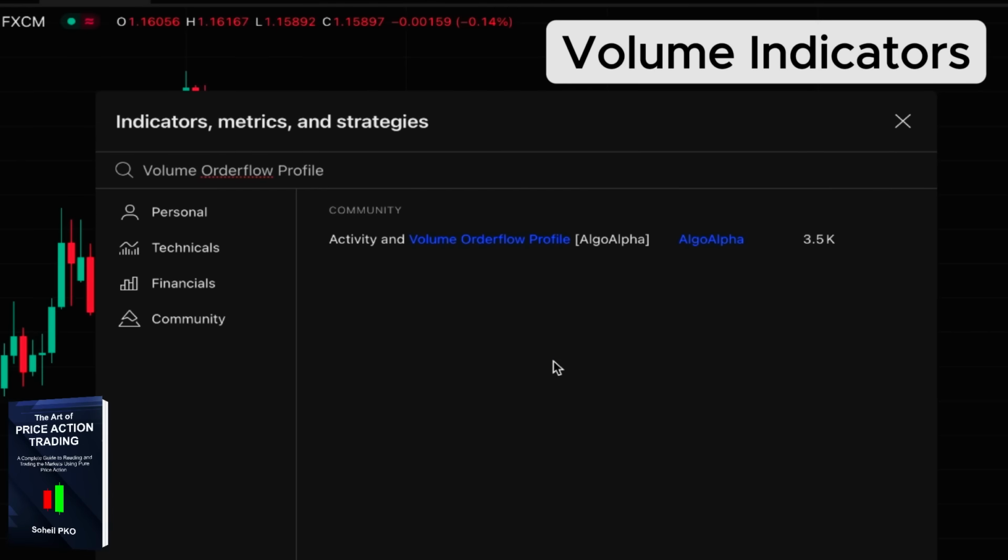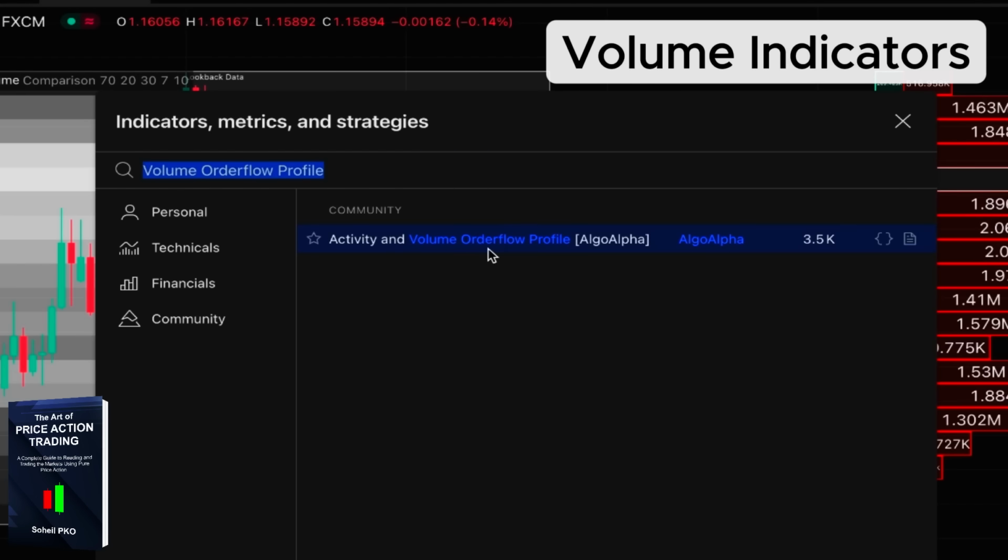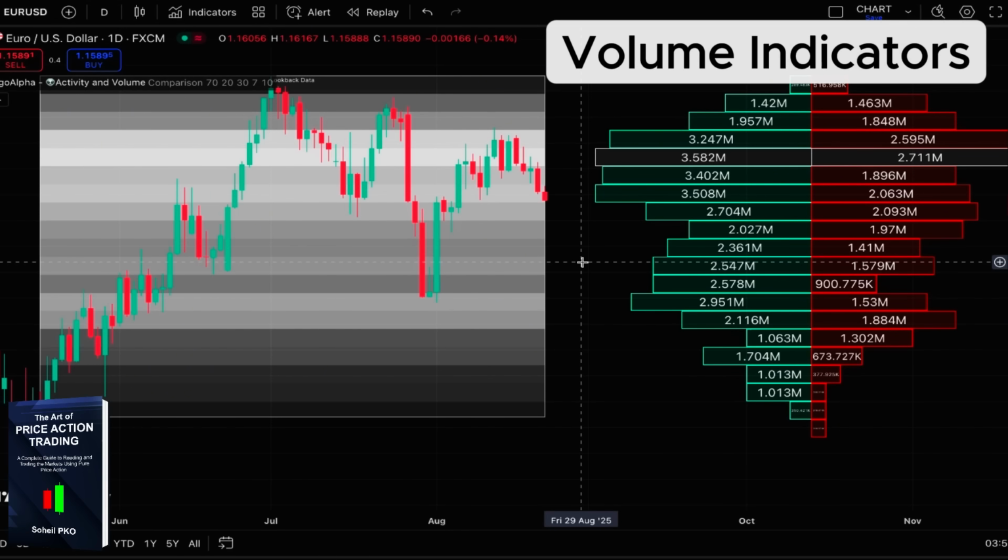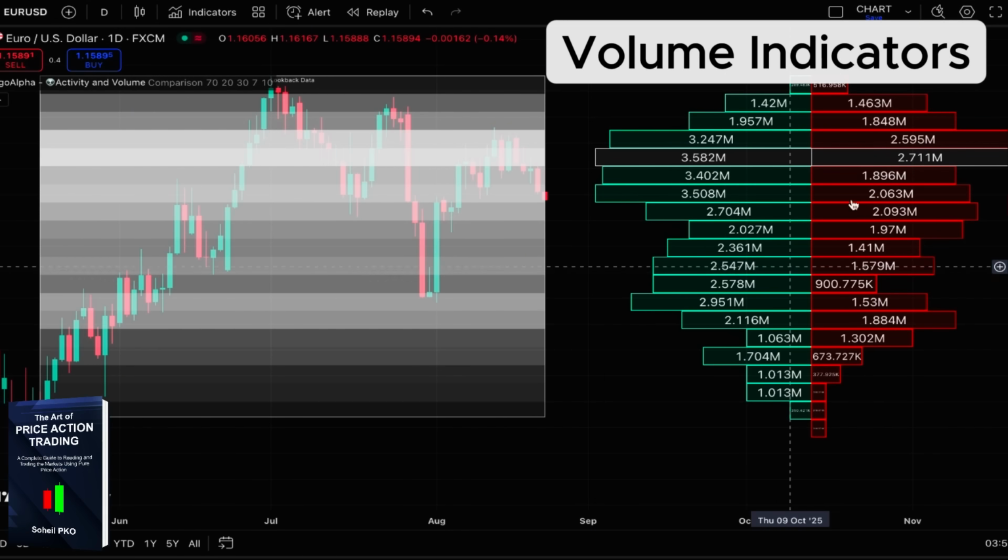And the third indicator, volume order flow profile. This one, activity and volume order flow profile, that is written by Algo Alpha. Alright, this indicator is a volume profile indicator and it shows levels of volume for different price ranges based on the look-back period that you choose.